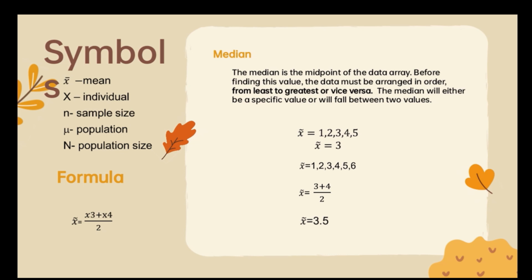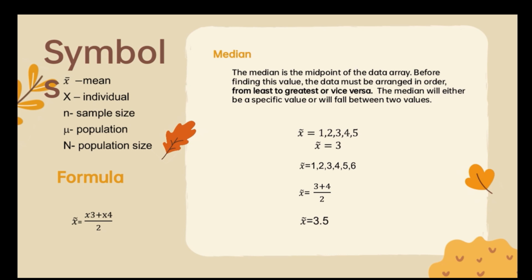So here we have 1, 2, 3, 4, and 5. We will find the median, or the middle of the data. We have 5 data points, so the middle is the third number, which is 3. So we have 3 for the first example.